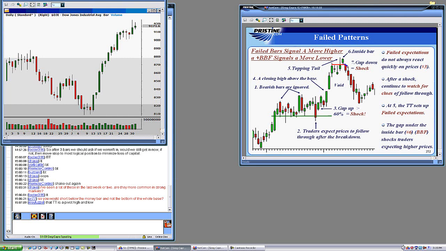And that could be in this section. All right, we'll see if this breaks below that inside bar's low tomorrow. And ultimately, does it break below the low of Thursday's low? Then we're going to have a confirmed breakout failure. And on the daily chart, shock, because it gapped under the little inside bar.